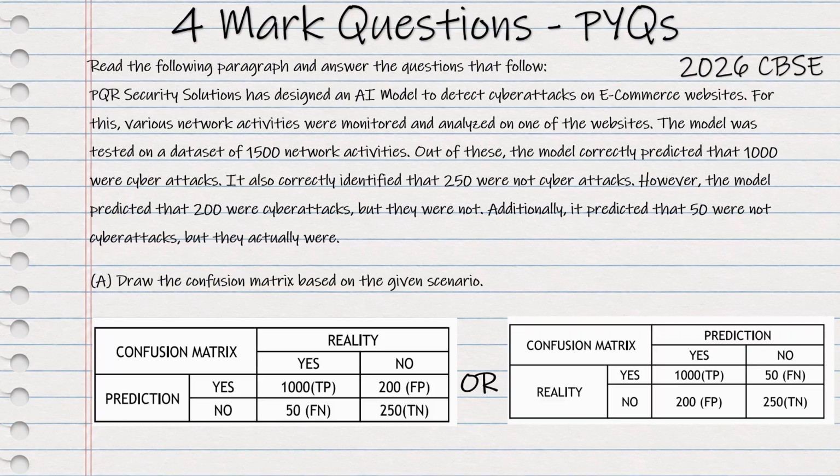Out of these, the model correctly predicted that 1000 were cyber attacks. It also correctly identified 250 were not cyber attacks. However, the model predicted that 200 were cyber attacks, but they were not. Additionally, it predicted that 50 were not cyber attacks but actually they were.